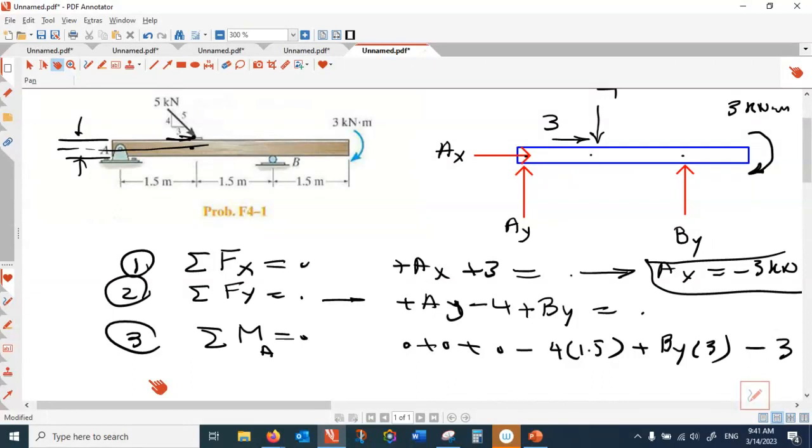That should come into the equation. Questions? So from here, I can work out By, and once I find By, I put it back in the second equation and find Ay. All right. Questions? Let's move on.